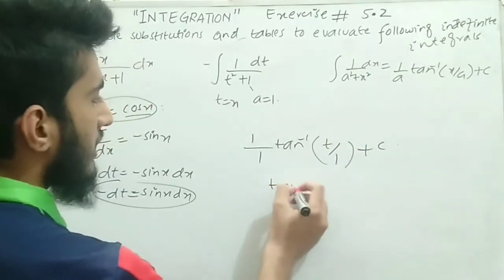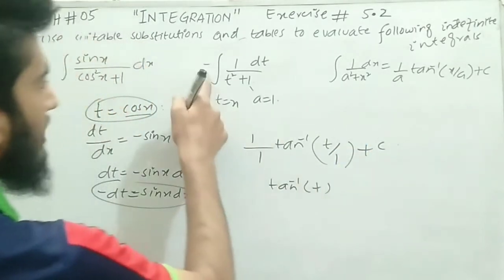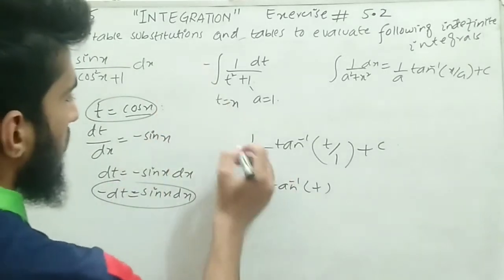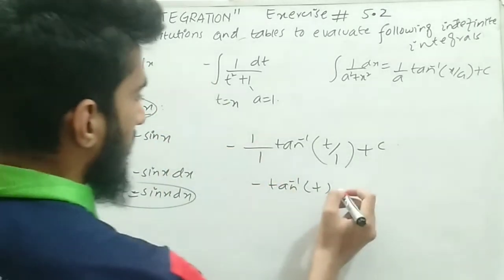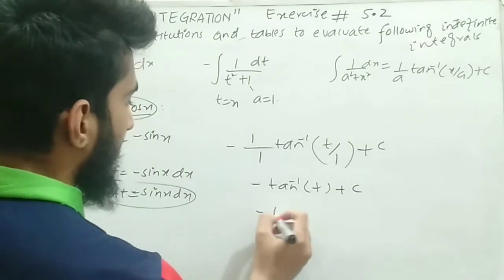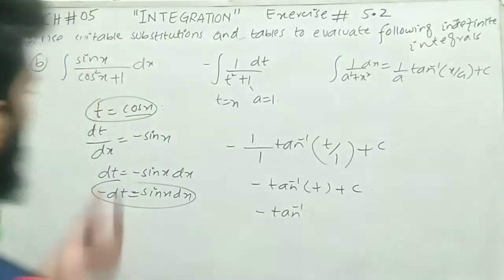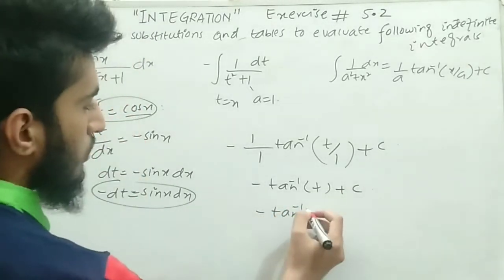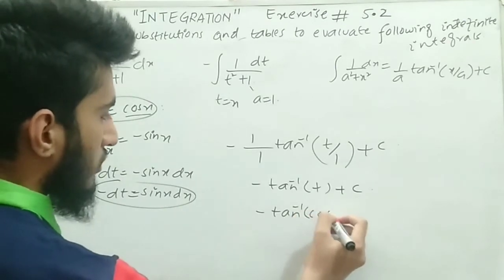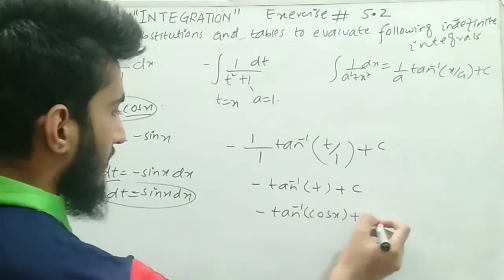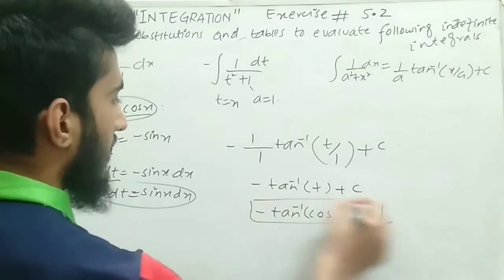So it becomes tan inverse of t. Here we also have a negative sign, so we will write minus tan inverse t plus constant of integration. Since we had taken t as cos of x, we will replace it again with cos x, so minus tan inverse cos x plus constant of integration. This is the required indefinite integral.